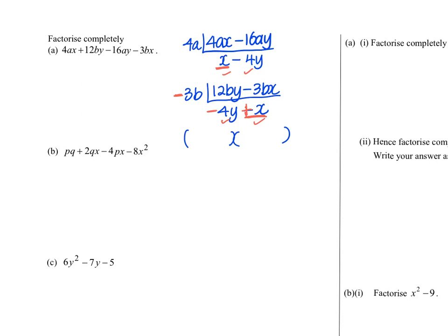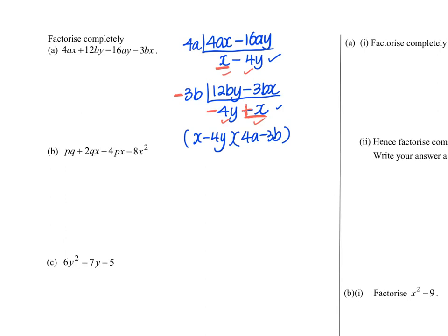The first bracket is the one that's being repeated over here. X minus 4y is the common factor, so we write it only one time. Then the other one will be the factor 4a minus 3b over here, and that will be 4a minus 3b in the second bracket. Now, some of you do not use this method. Only some of them who are in my class since Sec 1 will use this method.